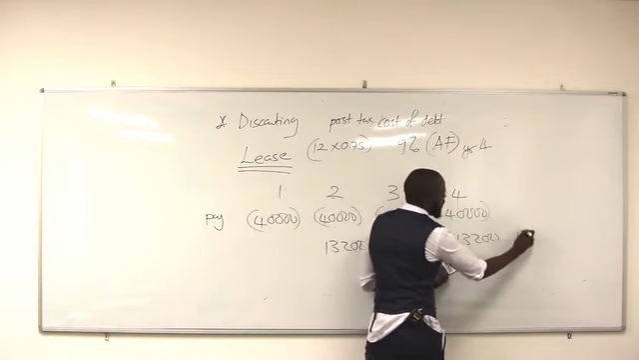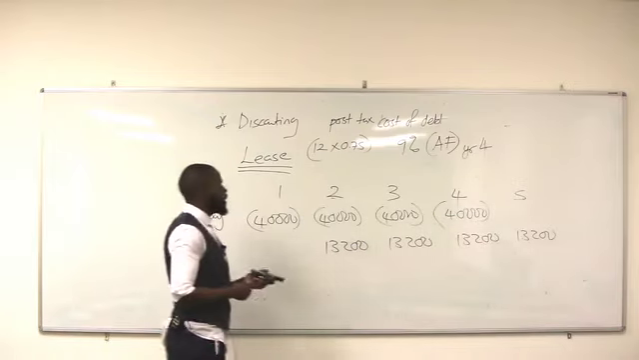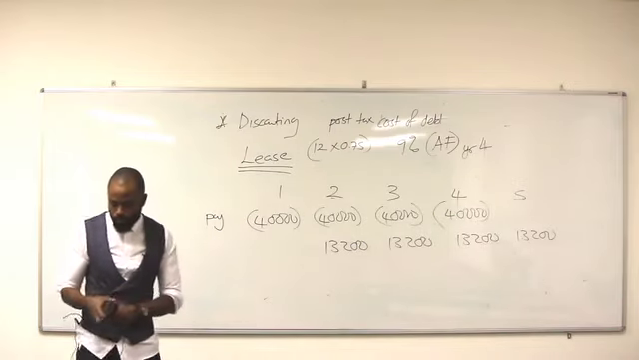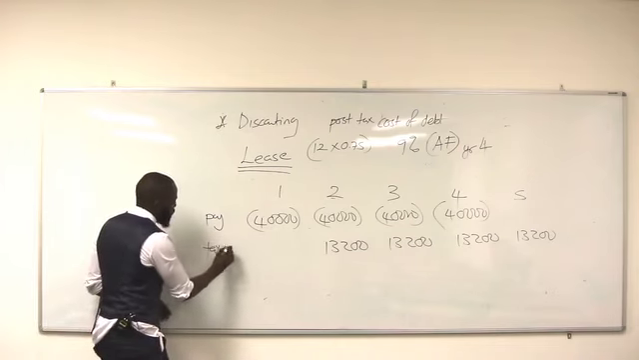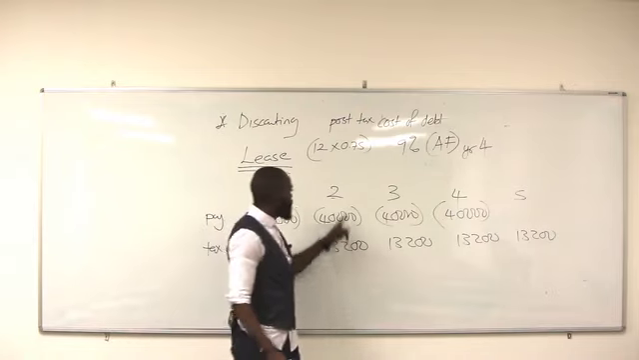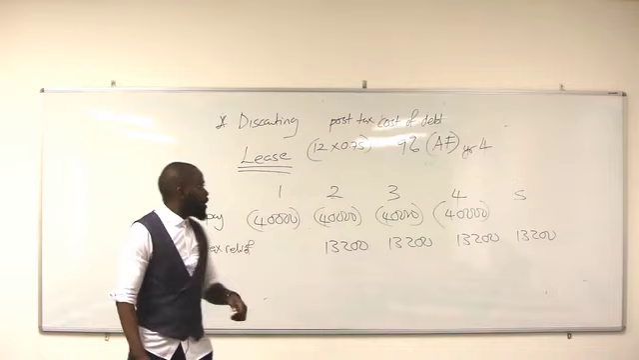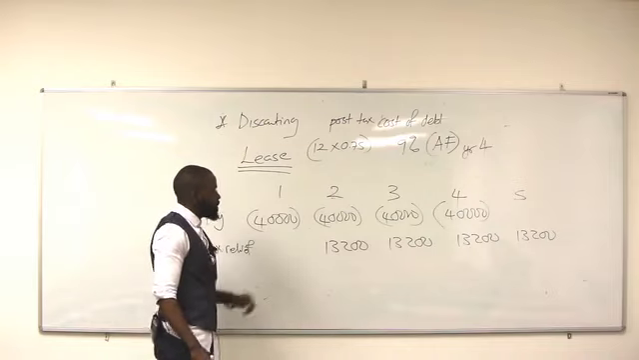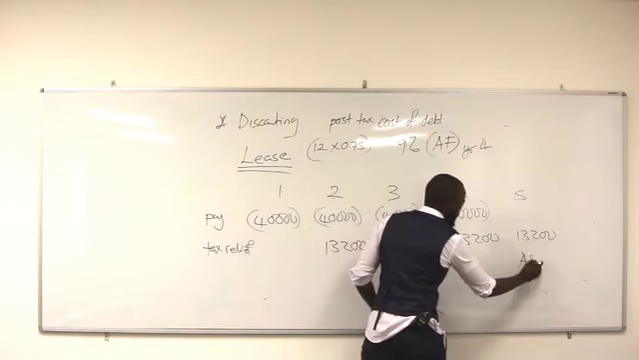But then since it's an arrears, it starts off in year 2. And here what we can also do is, this 13,200 starting from year 2 to year 5 is also an annuity. We can go to our annuity tables. But now on our annuity table, we'll find the annuity factor in year 5.